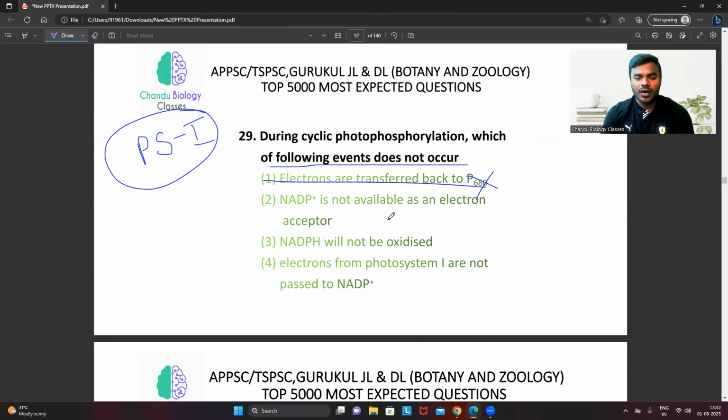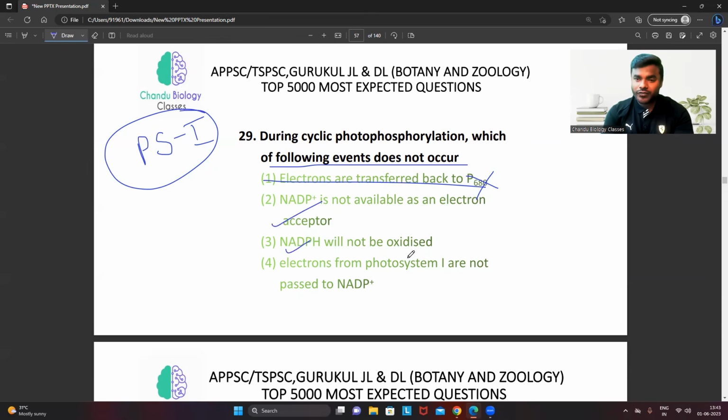NAD plus is not available. See, it's a very logical question, friends. NAD plus is not available as an electron acceptor. Friends, NAD plus is present, but the point is that the photosystem is not present. So do not get confused with options 1 and 2. It's very important not to get confused with that. They are asking which does not occur, friends. Never ever get confused.